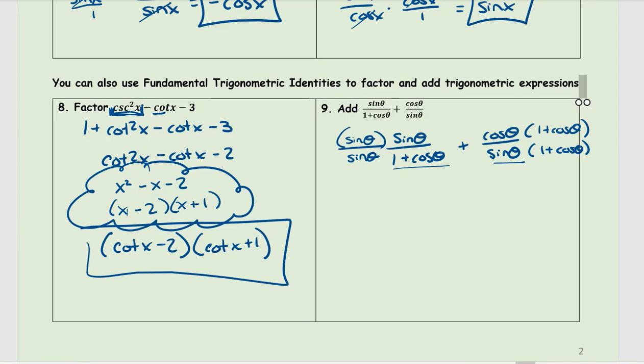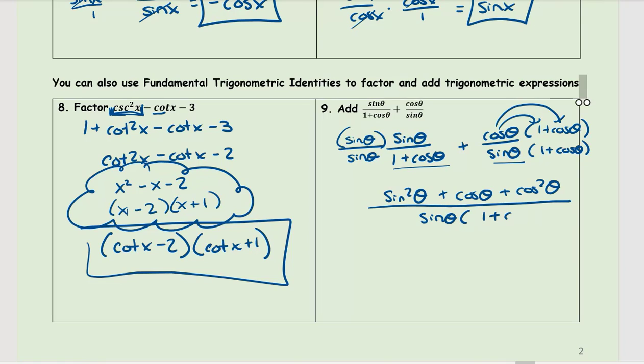Now we're going to simplify it all out. Sine times sine is sine squared theta. And in the top, we're going to distribute. So we have cosine times 1 is just cosine, and then cosine times cosine is cosine squared theta. And again, this is all over the denominator of sine theta times 1 plus cosine theta.